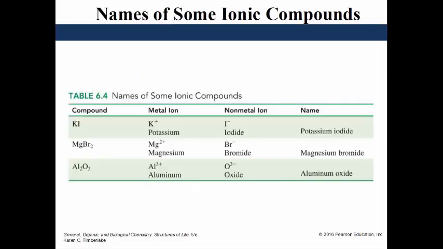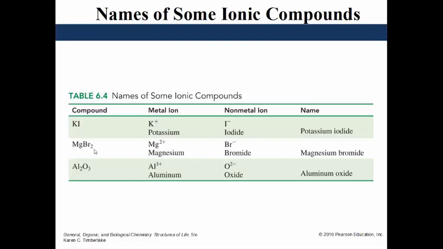All right, this table has some very common examples. One we just talked about with the picture of the salt, KI. K is the metal, that's potassium. The nonmetal element would be iodine, but when you're forming an ionic compound, it becomes iodide. So these two together, when you're reading this as a compound, is potassium iodide. So not iodine, I-N-E, but iodide, I-D-E.